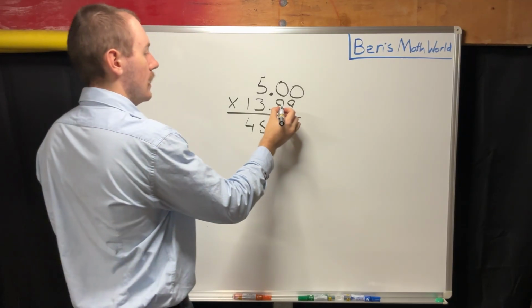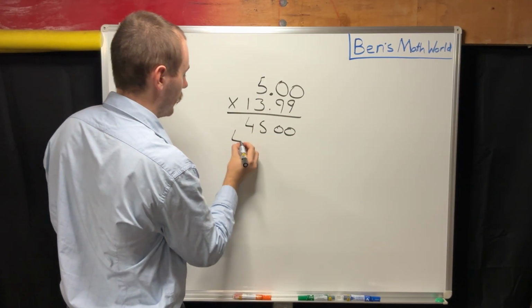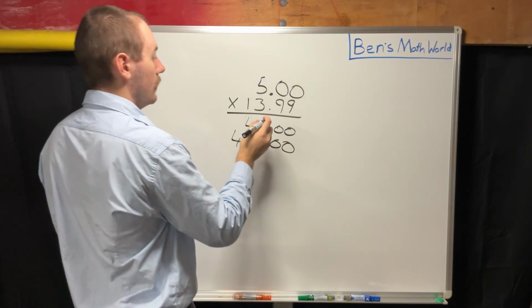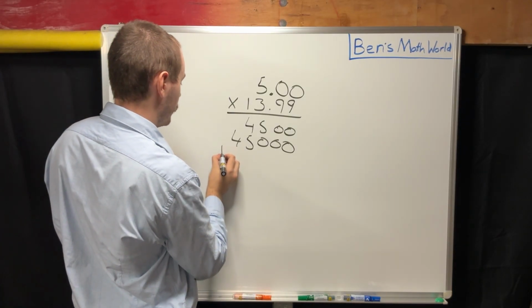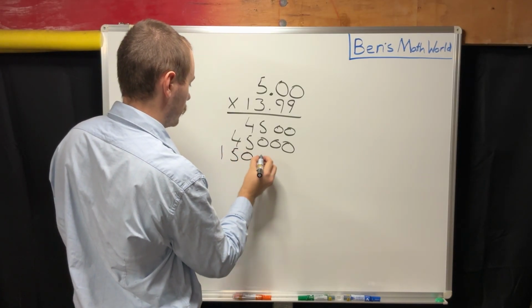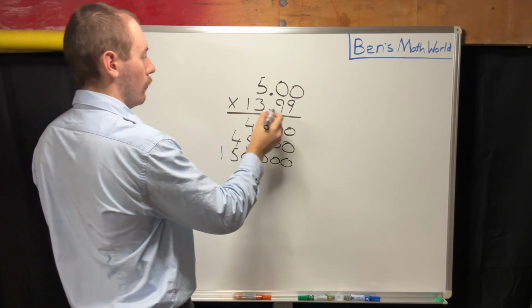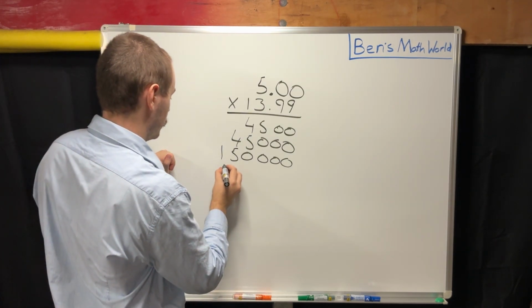Now we're going to do 90 times 500, and that's going to be 45,000. Now we're going to do 300 times 500. That's going to be 150,000. And lastly, 1,000 times 500. That's going to be 500,000.